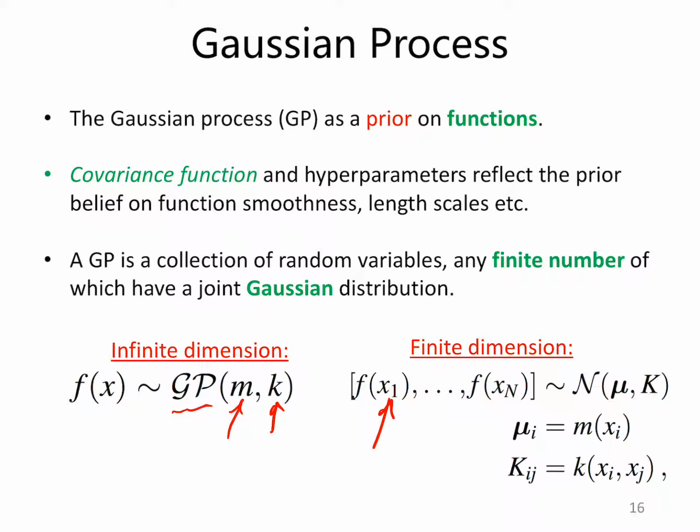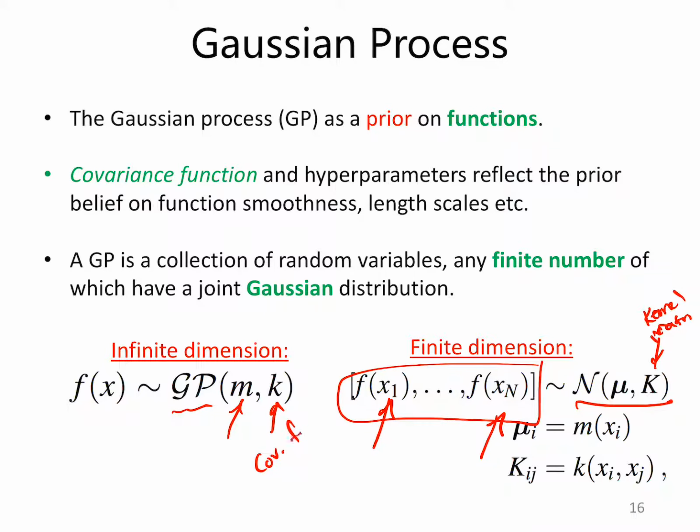But if I go and evaluate it for different features, this is going to be a finite n-dimensional representation. This finite n-dimensional representation has a multivariate Gaussian distribution. This multivariate Gaussian distribution is going to have a kernel matrix. Remember, this was the covariance function, but this is n by n. And this is another function, a finite-dimensional one, and this is going to be n by 1. And this is basically the setup.